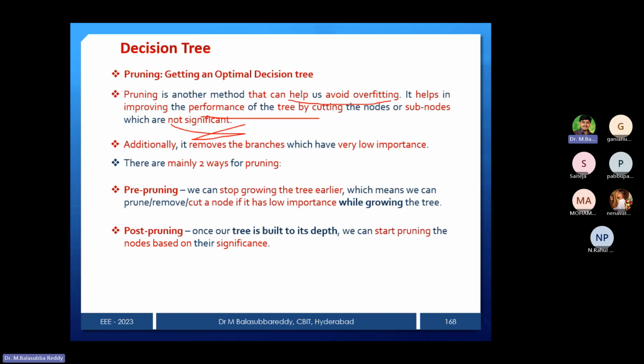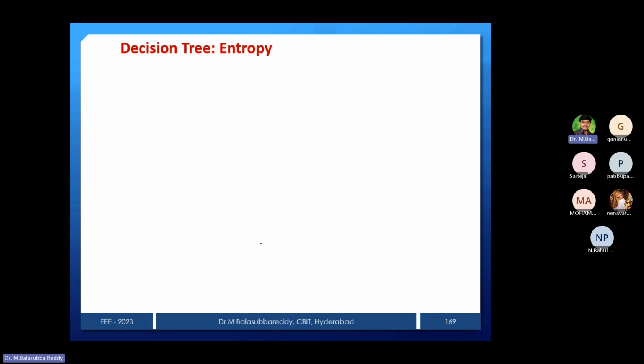Post-pruning means that once our tree is built to its full depth, with whatever classification we have, once the decision tree is built, we can start pruning the nodes based on their significance. Somebody may use more nodes and somebody may use fewer nodes, but whatever the consideration, the overall significance of the problem should not deviate. And we'll see entropy in detail.